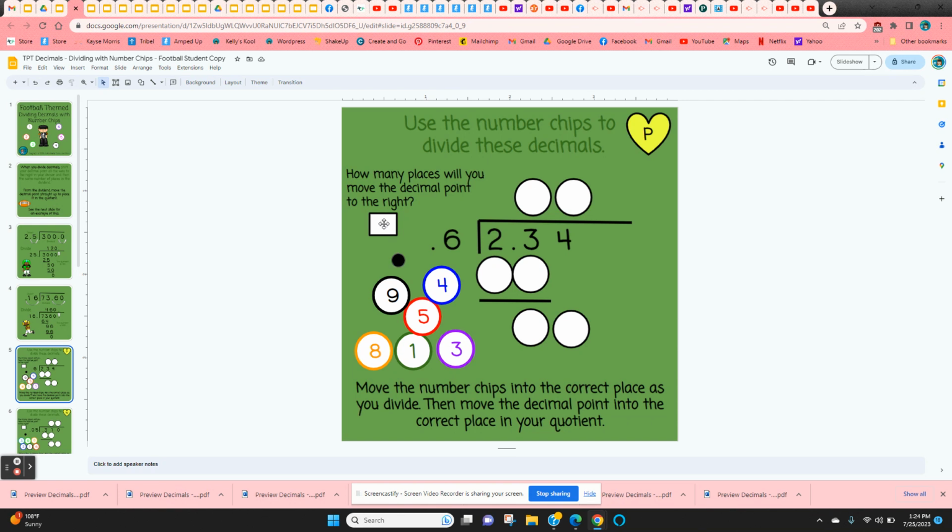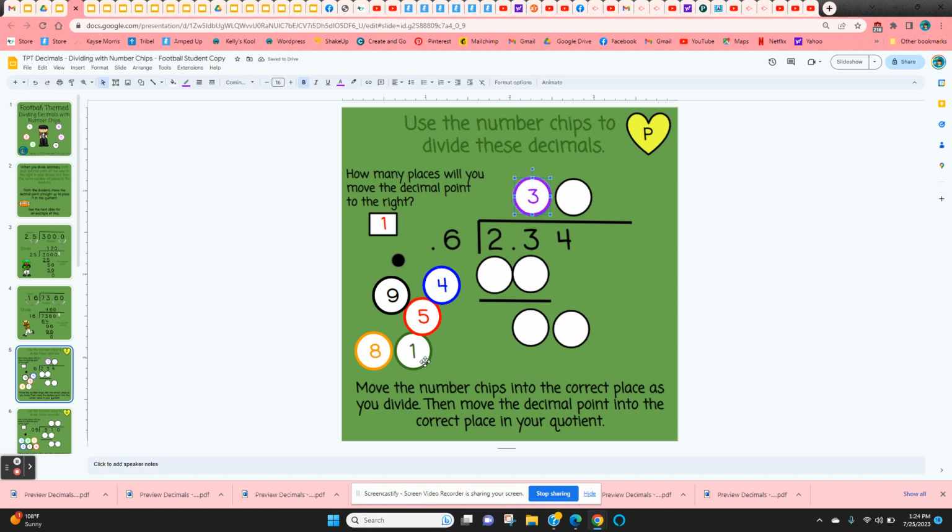So it starts by asking them, how many places to the right do we move the decimal point? Well, in this problem, we're moving it one place. So that'll help them when they have to place the decimal point in their answer. So 6 goes into 23 3 times. So you click and hold on the edge of the 3, and then you can move it into place.